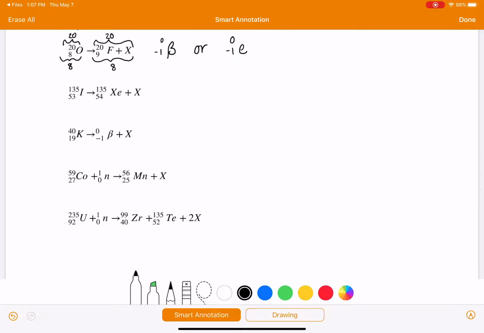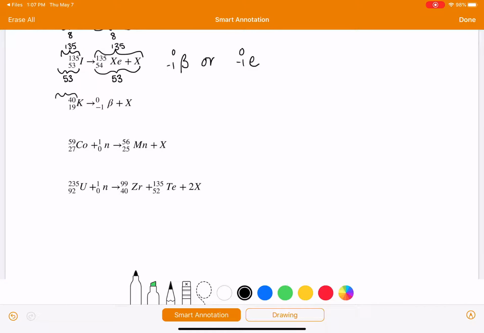This guy down here, mass number of 135 on the left means we need a mass number of 135 on the right. So our particle has to have a mass number of 0. Atomic number of 53 on the left. Atomic number needs to be 53 on the right. 54 plus a minus 1 equals 53. So we got the same particle again, a beta particle or an electron.